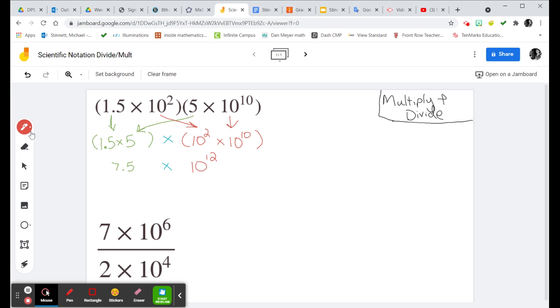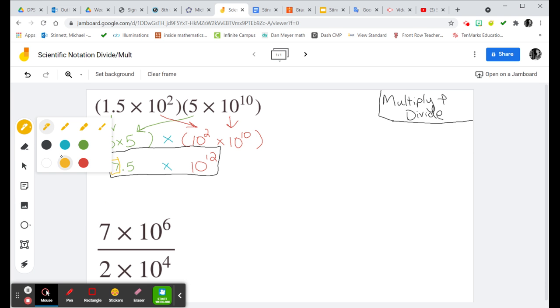So we'll put a box around that. That is our number now multiplied together, and it's in scientific notation, and we know it's in scientific notation because there's only one digit to the left of the decimal here, okay?